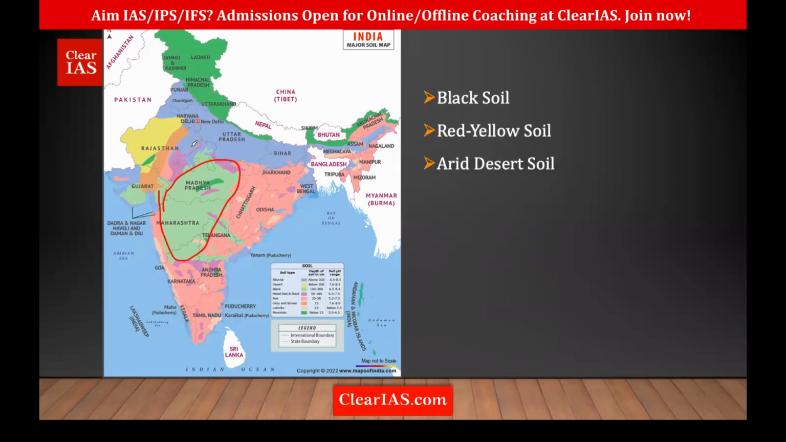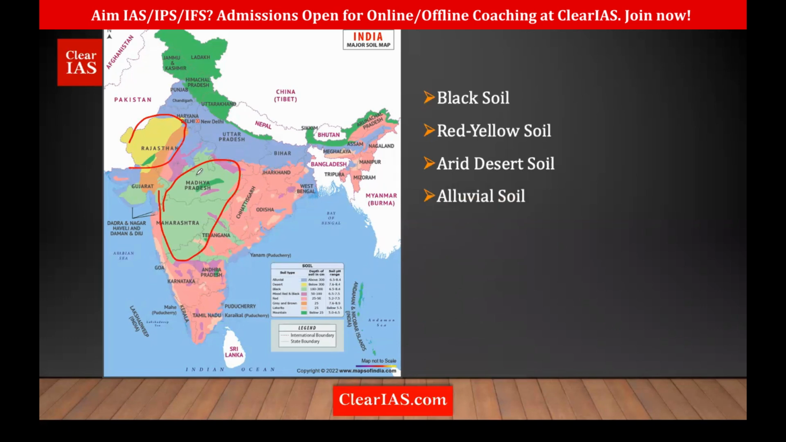Next is the arid desert soil. So what is arid desert soil? Where is it found? Obviously in the desert region. Where is the desert in India? It is in the western part, that is the Rajasthan part. So arid desert soil is found in the Rajasthan part, this region. So this is the arid desert region.